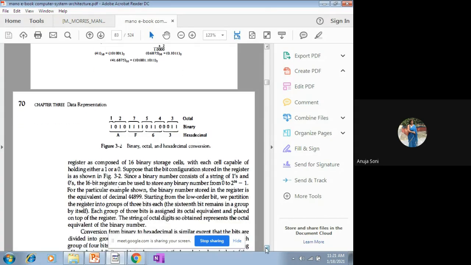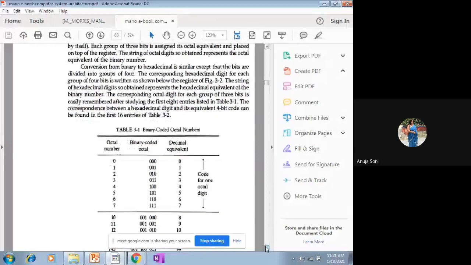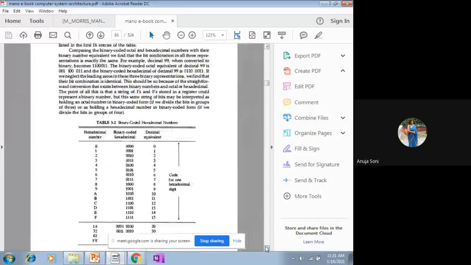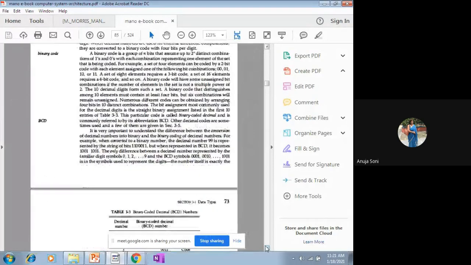So based on these concepts, I hope you have solved the back exercise questions. We'll discuss those questions. And other than that, we had a discussion over one more series that is called your binary coded decimal table.